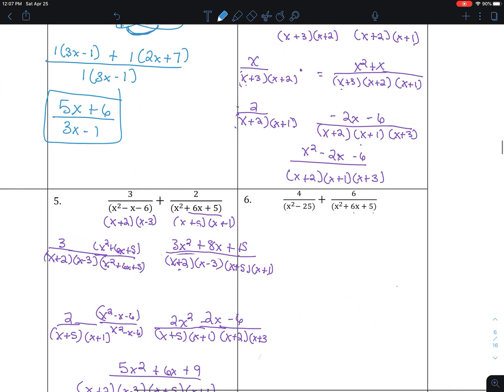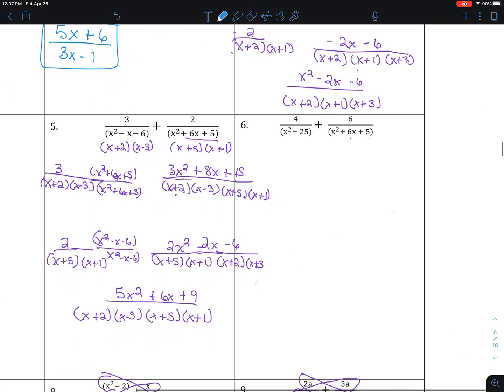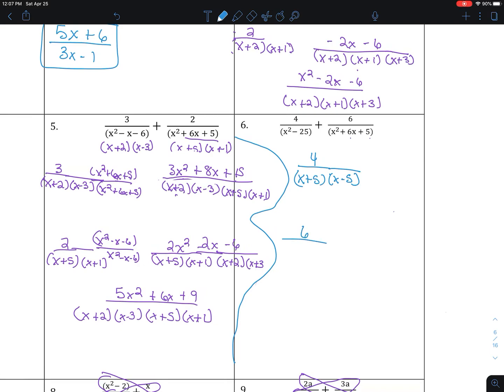Okay? This next one I cannot use the shortcut on, unfortunately. So we're going to have to do it the long way. And I know that's a pain in the rear, but let's just do it. So this one we're going to have to factor the 4. We get x plus 5, x minus 5. Then the next one, we factor the denominator. We get x plus, what can I multiply to get 5 and add to get 6? 5 and 1.